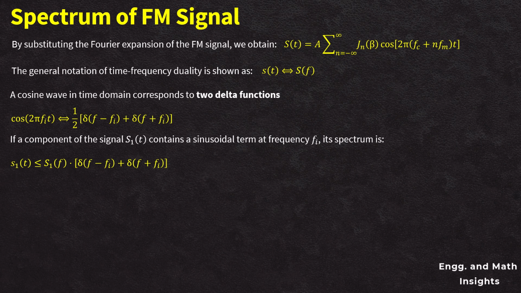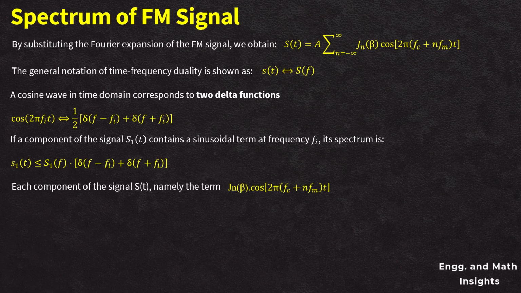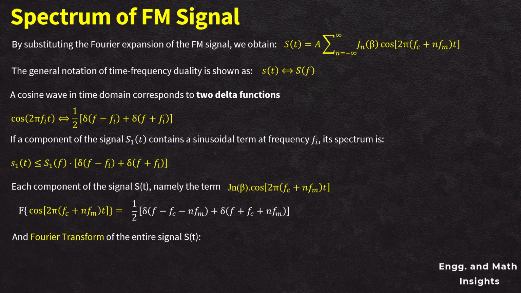Each component of the signal s(t), namely the term J_n(β) cos 2π(fc + nfm)t, corresponds to a sinusoidal component at the frequency f equal to fc + nfm. The spectrum is given by the Fourier transform of cos 2π(fc + nfm)t, which will be half of δ(f − fc − nfm) + δ(f + fc + nfm), and the Fourier transform of the entire signal s(t) will be S(f) = (Ac/2) Σ from n = −∞ to ∞ of J_n(β)[δ(f − fc − nfm) + δ(f + fc + nfm)].